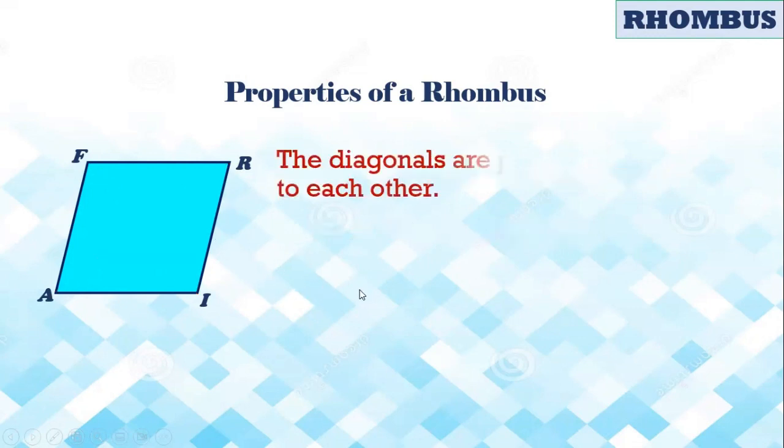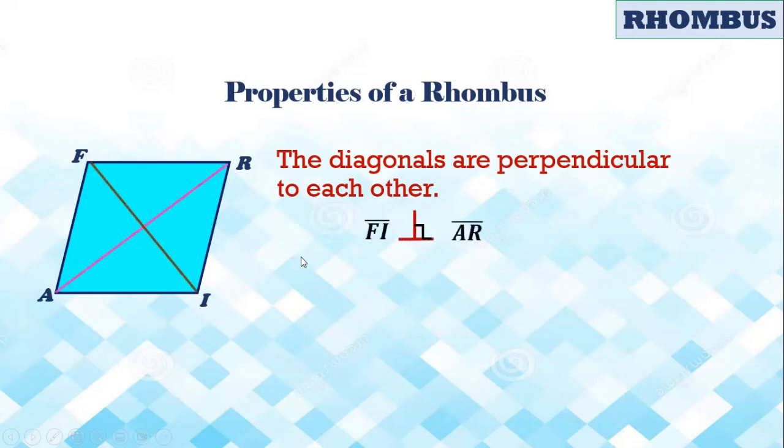Next, the diagonals are perpendicular to each other. When we say perpendicular, it means that they form a 90-degree angle, or what we call a right angle. So FI is perpendicular to AR. So they form right angles on both sides, or on opposite angles, like vertical angles.